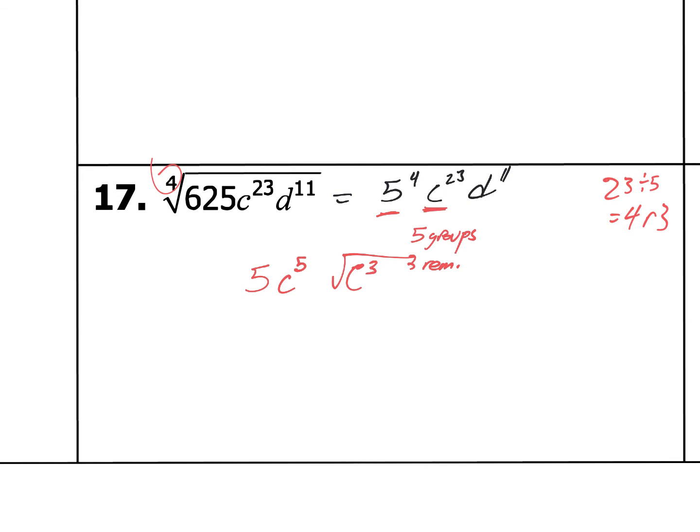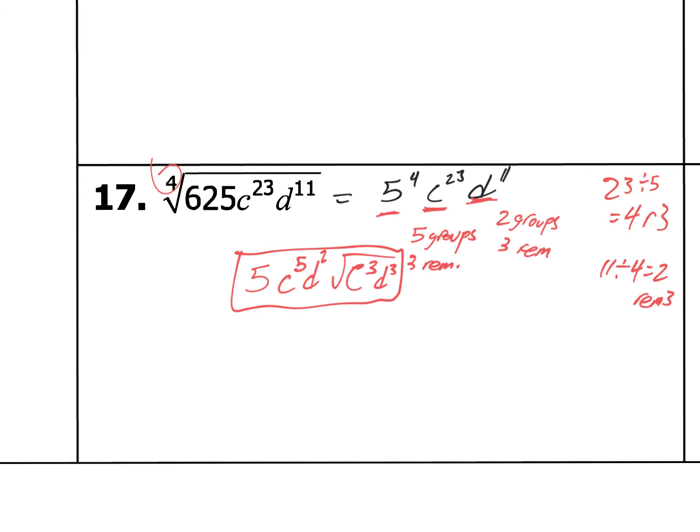And if we continue, we do d as well. You'll see it's going to be very similar. So now I have 11. That is 2 groups of 4 and 3 remaining. So 11 divided by 4 is 2, remainder 3. You can fit 2 4s in your 11. So we're going to take out 2 d's and have 3 d's left over in here. I kind of crammed it all together, but there's your answer right there.